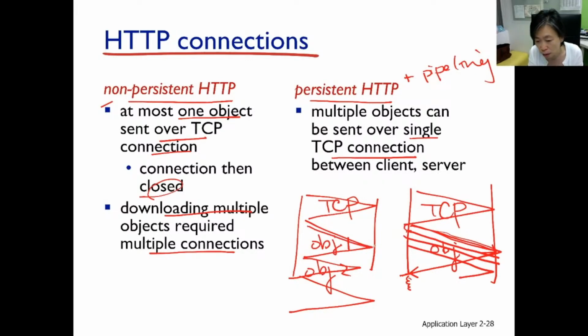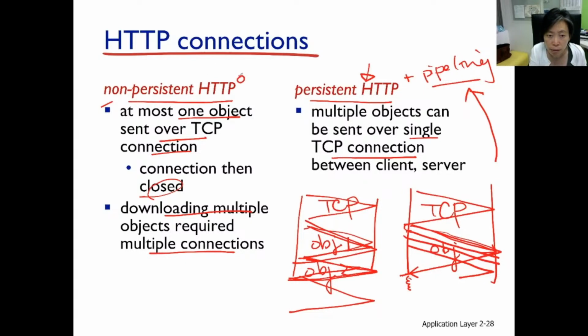Unlike here, for each object, you need this much time, and the second object will wait this much time, and the third object waits even more time. Okay, so this here is the persistent HTTP plus pipelining. Nowadays, when people say persistent HTTP, the implication is that it's persistent HTTP with pipelining.